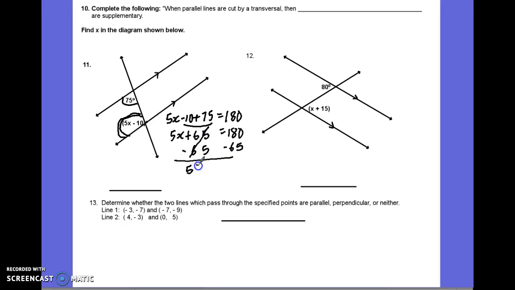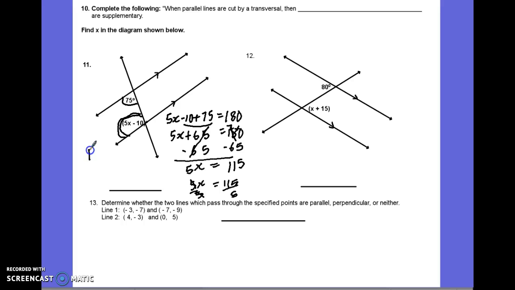So 5x here would be equal to, borrow 1 from the 8, that leaves me 7. The 1 comes over here making this 10. 10 take away 5 is 5. 7 take away 6 is 1, and this 1 comes straight down to make it 115. Divide both sides by 5. 115 divided by 5. I think this is the answer I got in class, but on the other video it was another answer.